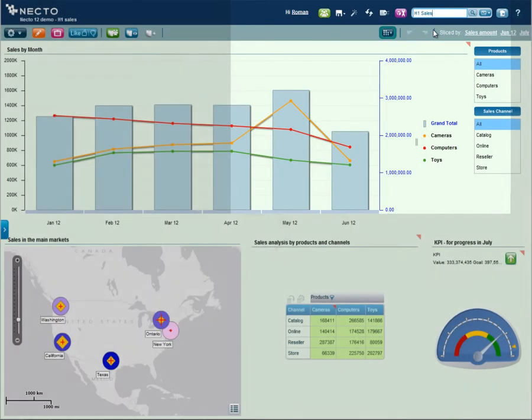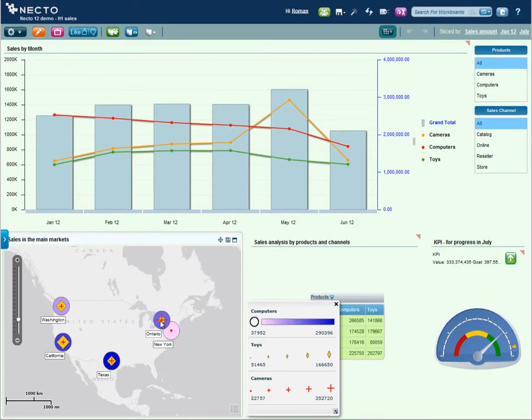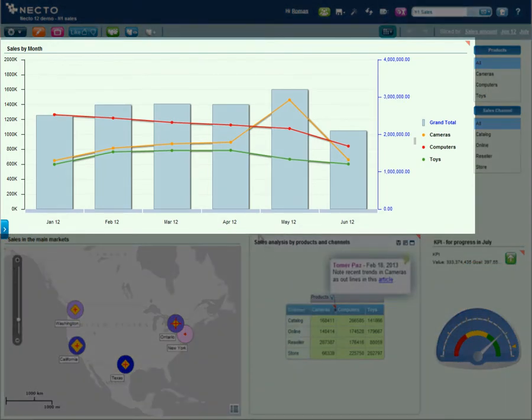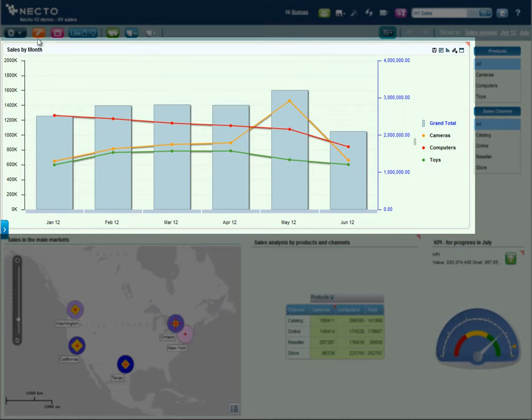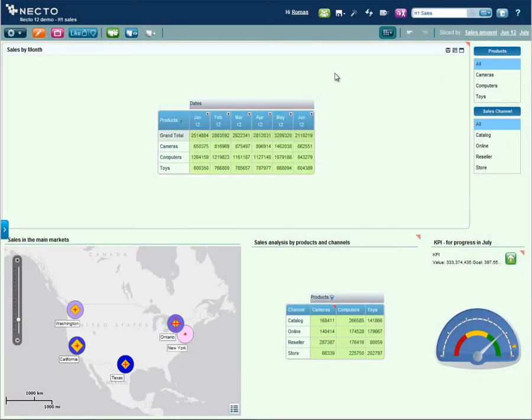And here it is. Here is a map with results in the main markets, and we can see that camera sales are highest in Ontario and Texas, while computer sales are highest in California and Texas. If we look at the monthly sales, there is a big drop in sales between May and June. So let's find out why.